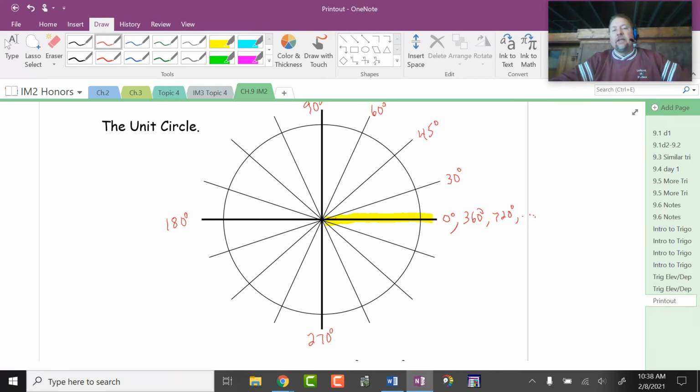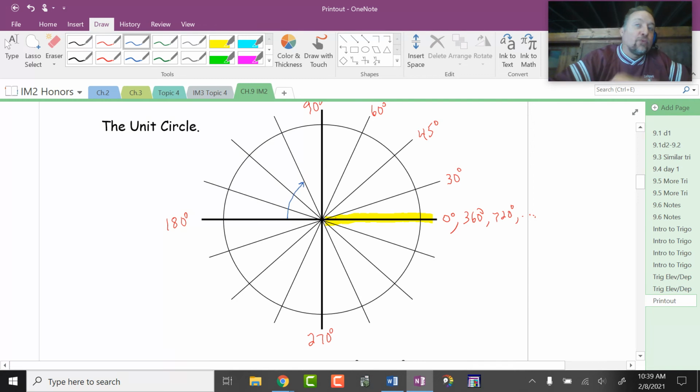Okay, now get ready in the chat. In my next quadrant, this angle measure right here is the important one. I will call this later the reference angle that does our trig.